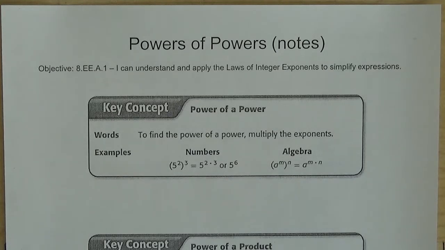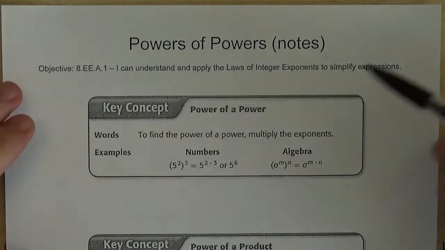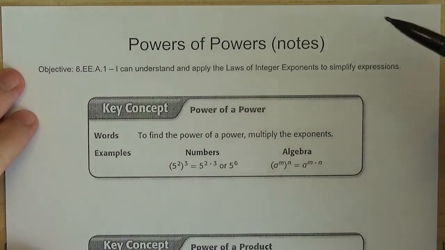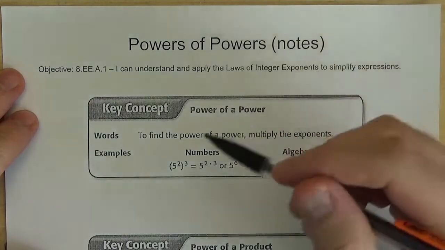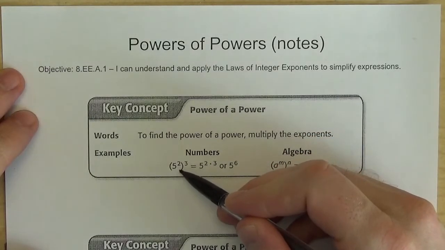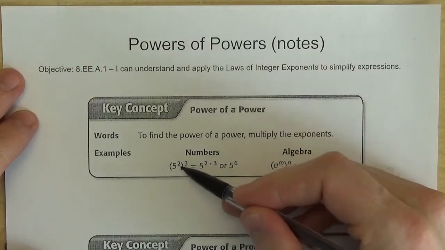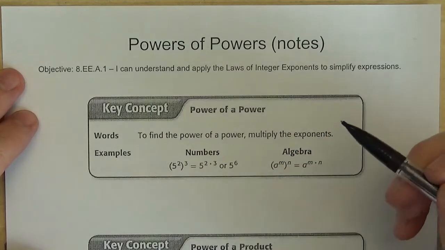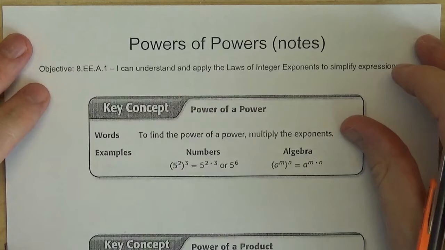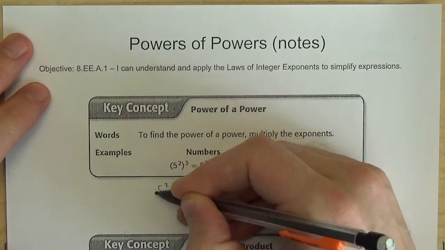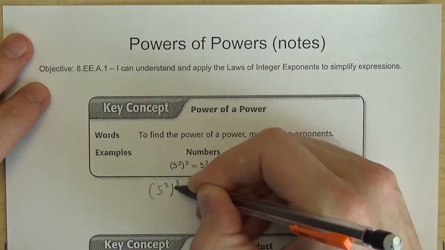So the first rule here is called the power of a power, which is kind of fun. The words here say to find the power of a power, multiply the exponent. So let's see what it means by power of a power. This is the example they give here, 5 to the second to the third. So when you already have a power and you raise that to another power, that's the situation we're talking about here.